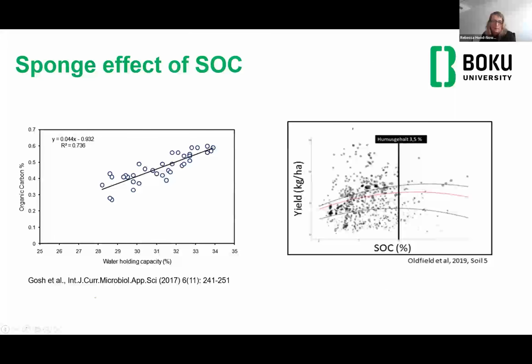Also, the water holding capacity we can see here is increased with the amount of organic carbon we add. And here, this is in German, the Humusgehalt, 3.5% of organic carbon usually gives us our maximum yield. It's very rare, though, that we see agricultural soils with 3.5% organic carbon, unless we have peat soils, etc. So for us, it's a bit of a golden window of opportunity.